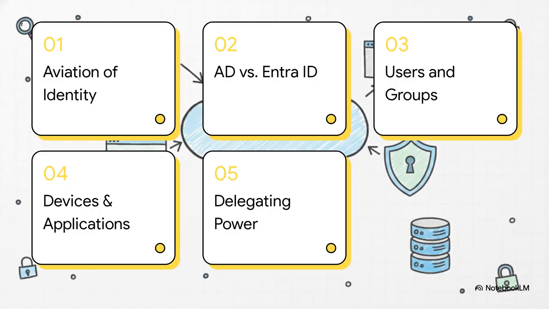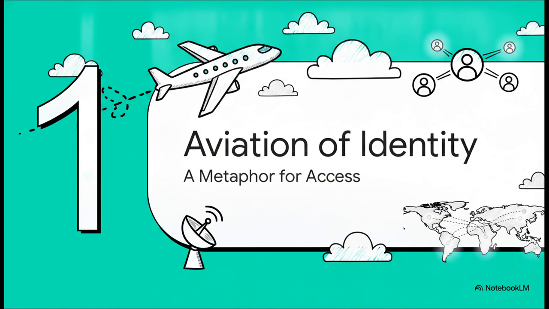All right, here's our highly structured flight plan for today's Explainer. 1. The aviation of identity. 2. Active Directory versus Entra. 3. Users and groups. 4. Devices and applications. And 5. Delegating power. Okay, let's dive into this.